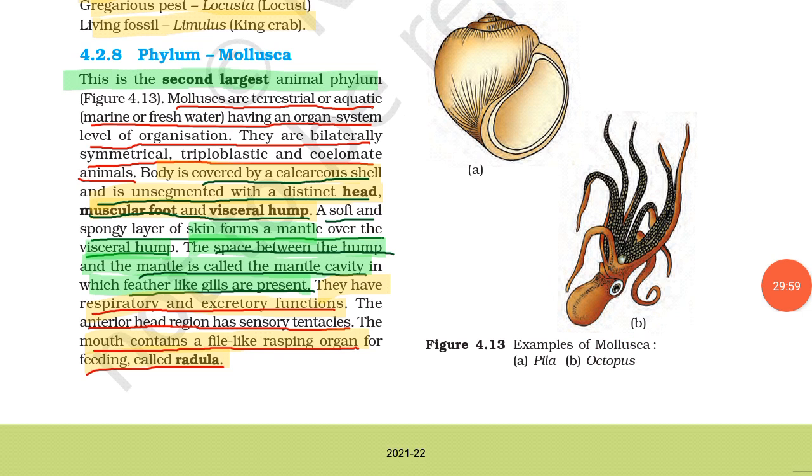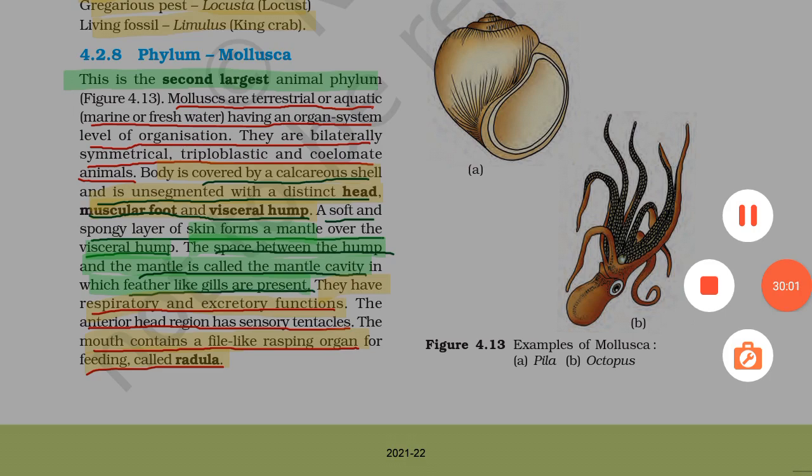Next, the space between the hump and mantle is called the mantle cavity. See in Pila, we can see a cavity between the hump and mantle, so it is called the mantle cavity, in which feather-like gills are present.